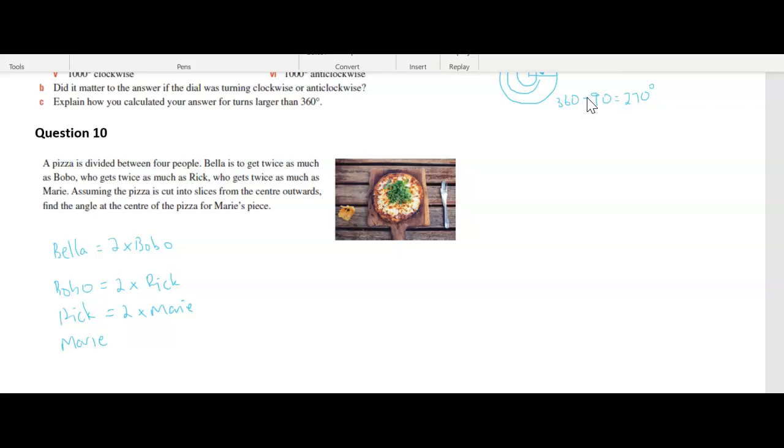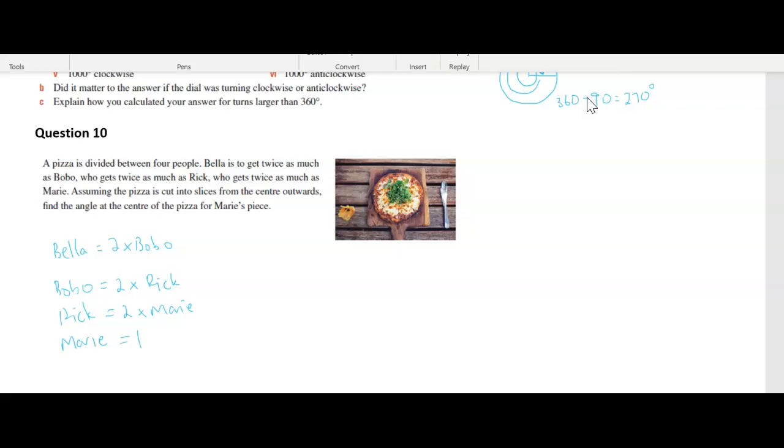We want to know, assuming that the pizza is cut into slices from the center outwards, the angle at the center of the pizza for Marie's piece. So let's say Marie gets 1 slice of the pizza. Work out how many pieces of pizza there actually are going to be consumed. If you want to pause here and have a go at doing it on your own, but I'm going to keep doing it anyway.